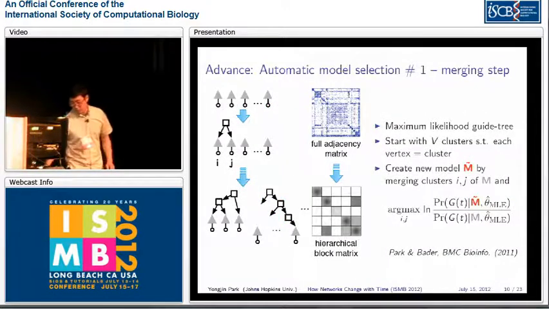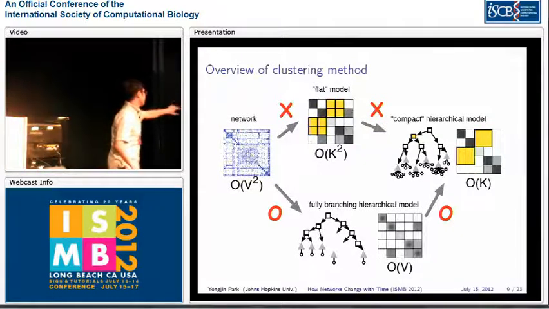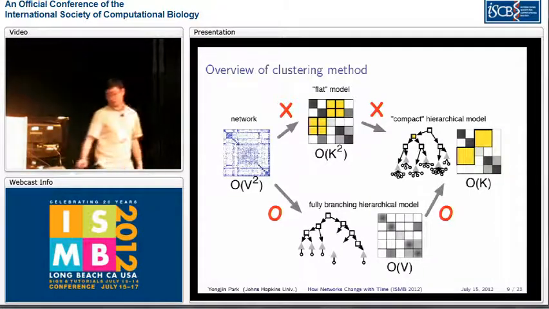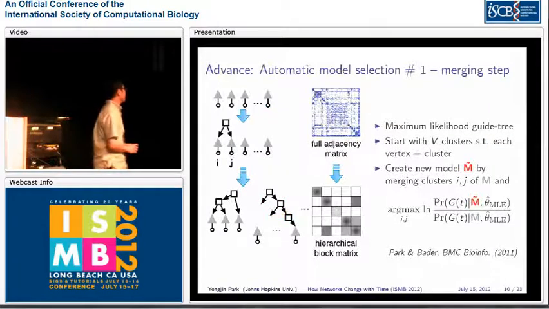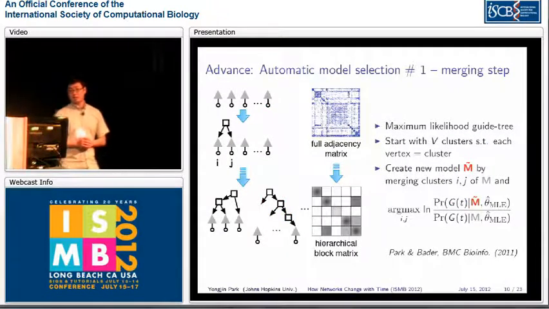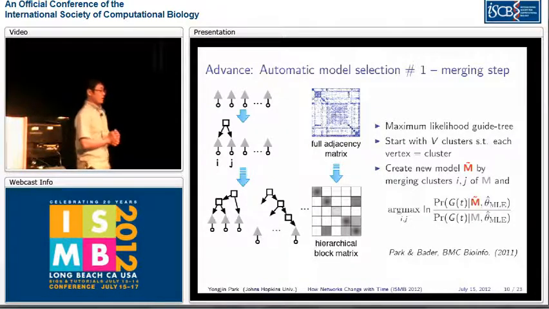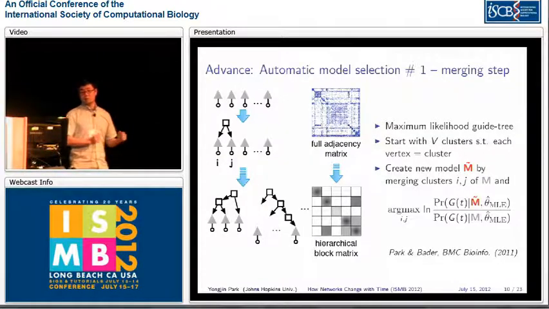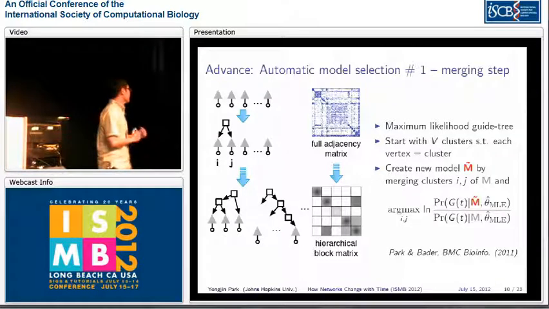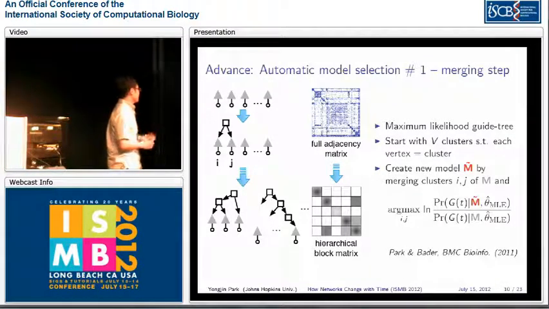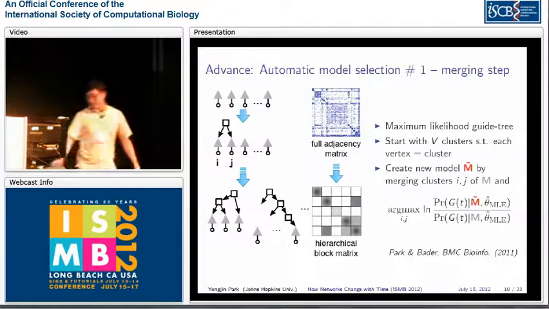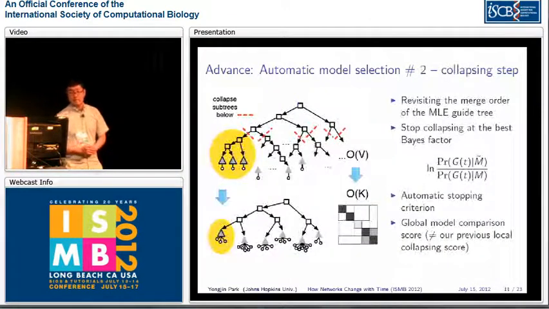The method actually consists of two parts. The first part is building the fully branching hierarchical model. We merge pairs, and then we do collapsing in the end. First, let's look at the merging. It builds a maximum likelihood guide tree, starting from each vertex, each network gene or protein, as one group, and then we iteratively merge the most likely pairs. So this is the hierarchical block model. And then we do collapsing.